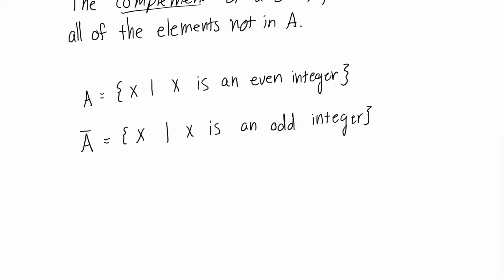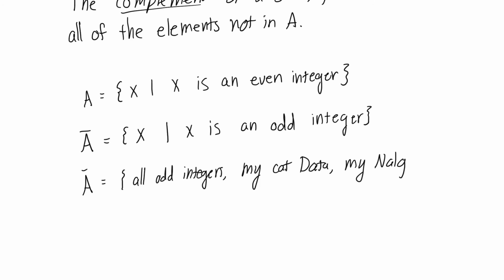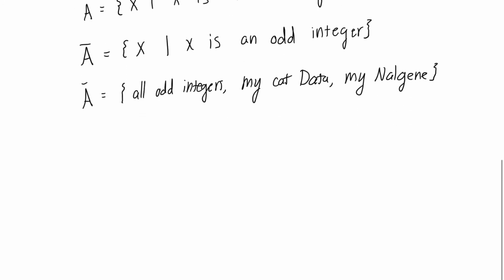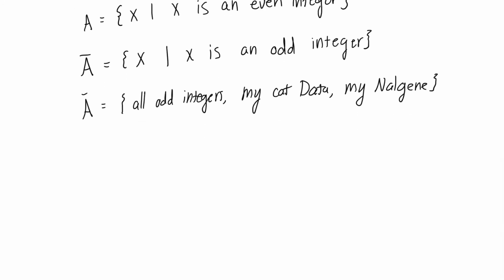And this is where the universe comes into play, because I'm not writing that A complement contains all odd integers, my cat Data, and my Nalgene bottle. Because we're not working in a context where my cat or my Nalgene bottle are relevant. We're working in a context where we're talking about integers. We're talking about A being the set of even integers. We need to make sure that our complement is specific to the context that we're working in.